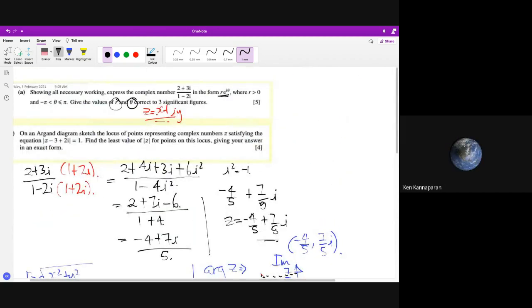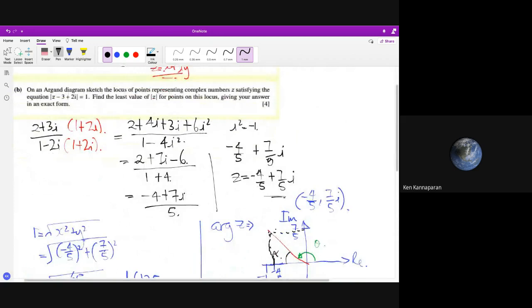Okay, next. On an Argand diagram, sketch the locus of points representing complex number z satisfying the equation modulus of z minus 3 plus 2i equals 1. So you have to split that, and find out what the coordinate is.